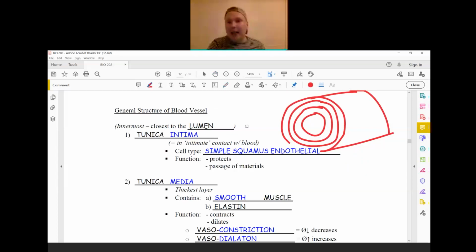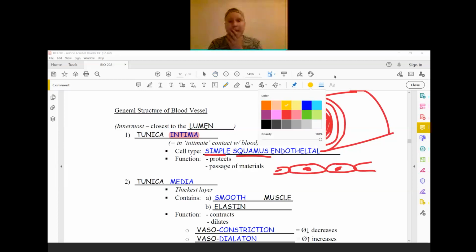So let's do just that. The innermost layer is known as tunica intima. So it would be this layer. And how I think of it is that it's intimate because it's in intimate contact with the blood inside the blood vessel. That's made of simple squamous epithelium. So one layer of these flattened disc-like cells. And they are simple because one layer and squamous that they're flattened. They are this shape so that it's easy for the materials to pass through this layer.